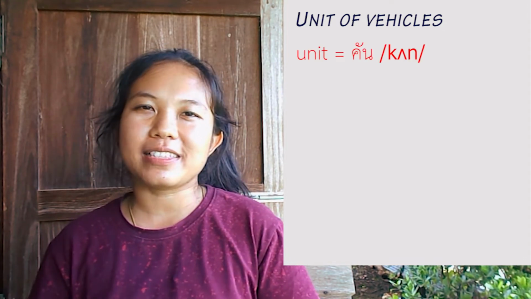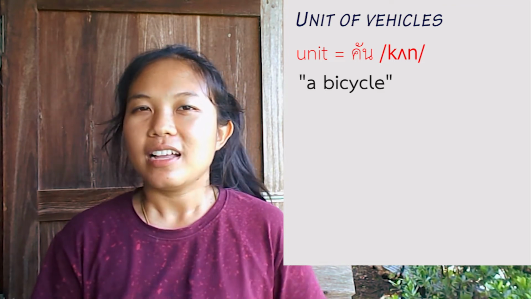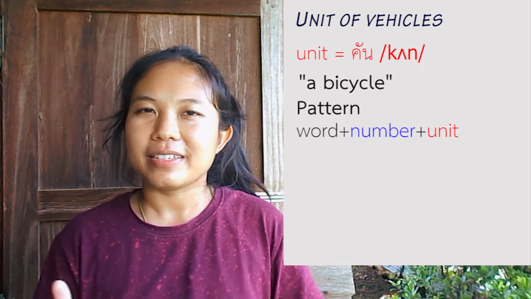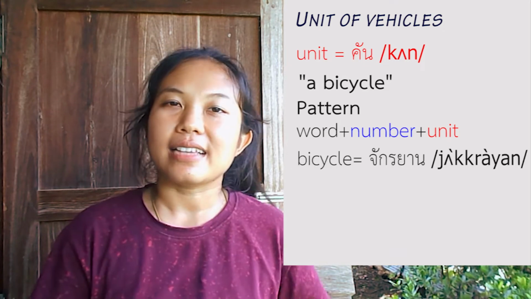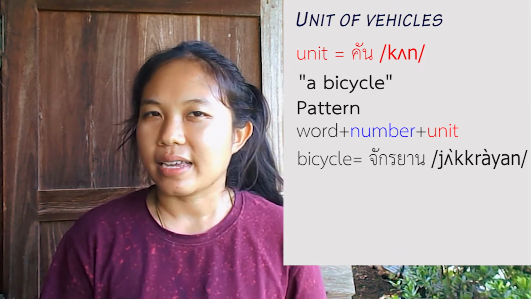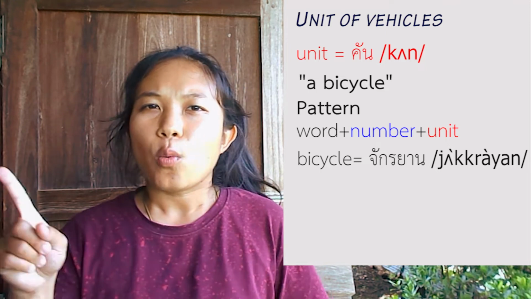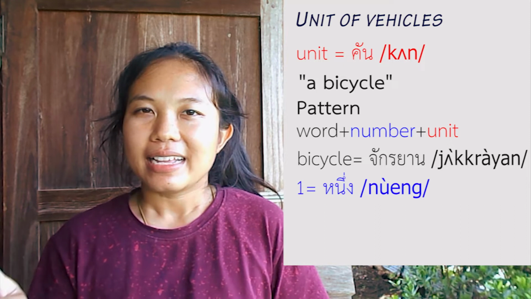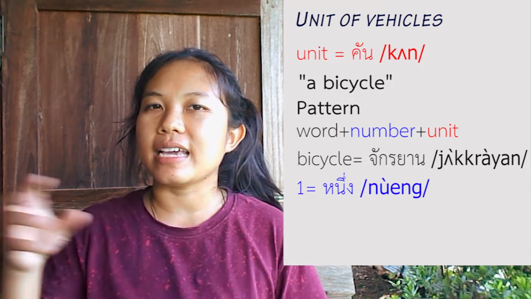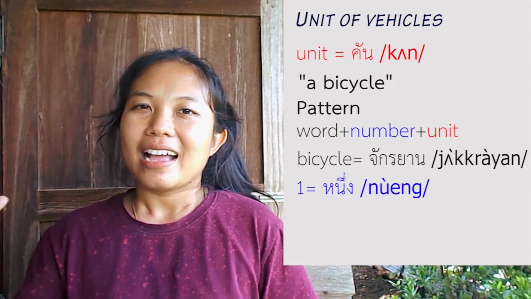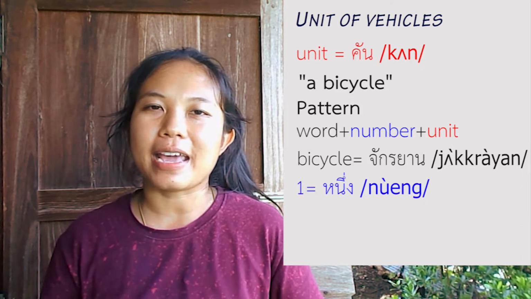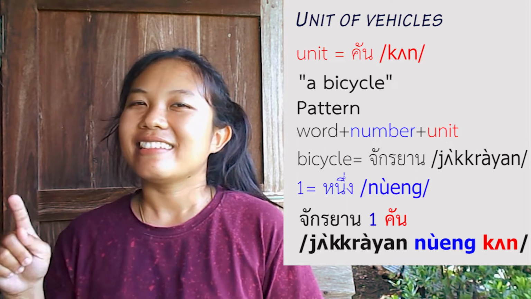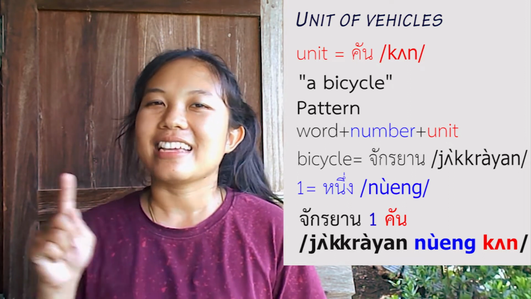For example, if you say a bicycle, you can have the word of the bicycle. The bicycle in Thai is จักรยาน and then one in Thai is 1 and then the unit of the bicycle is คัน, then our phrase will be จักรยาน1 คัน.